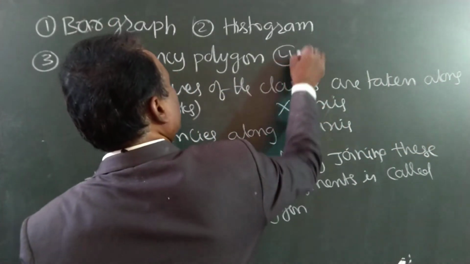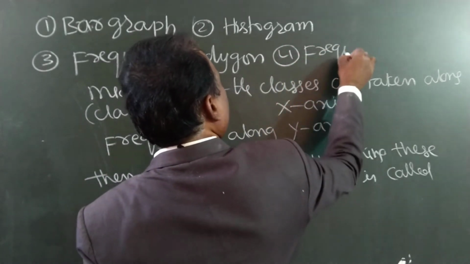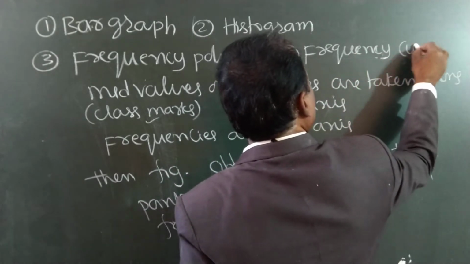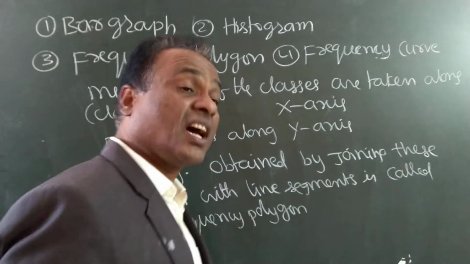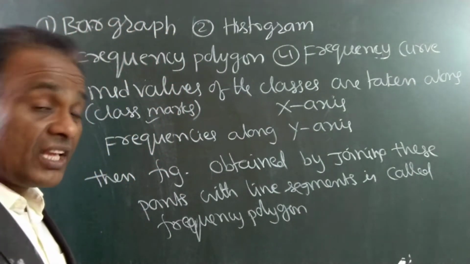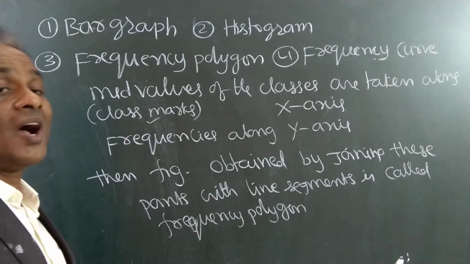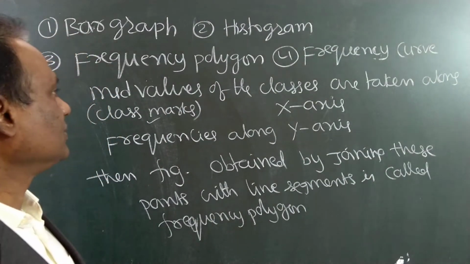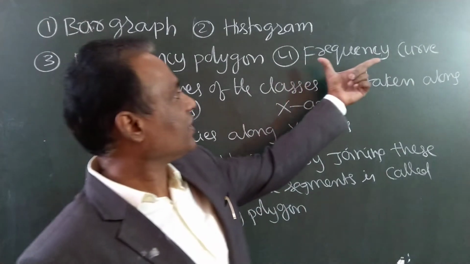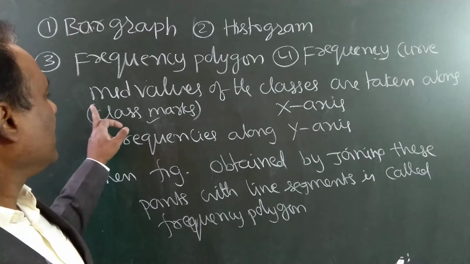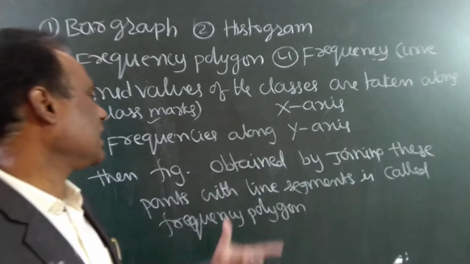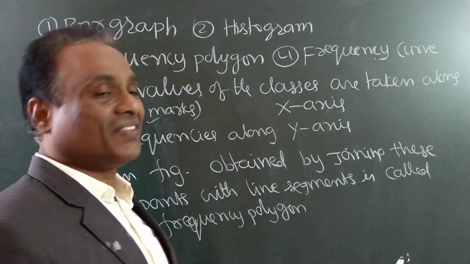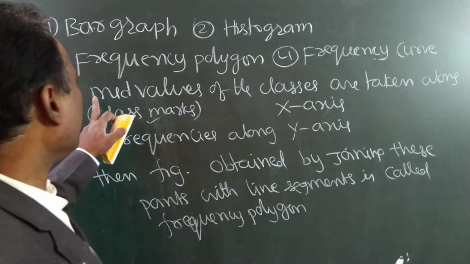Fourth point, frequency curve. You write down the heading there. Frequency curve. How to draw the frequency curve? Same introduction. But instead of a line, if you join with a curve, then it is called frequency curve.